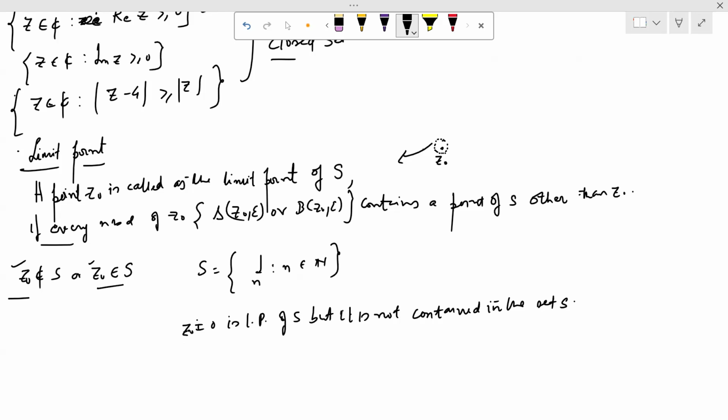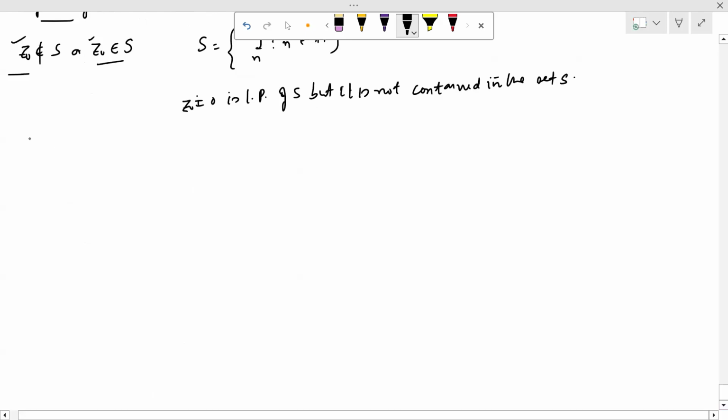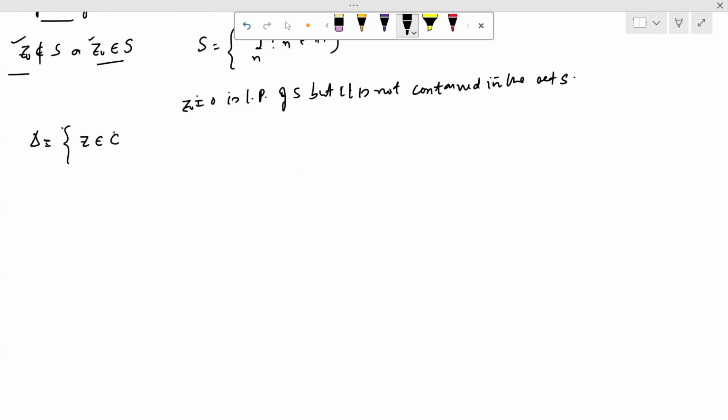So this is a little bit of open set and closed set. Now, if we take an open disk, let's say an open unit disk, let us consider delta, where delta is equal to the set of z belonging to the complex numbers such that mod z is less than 1. Now, what will be the set of limit points?